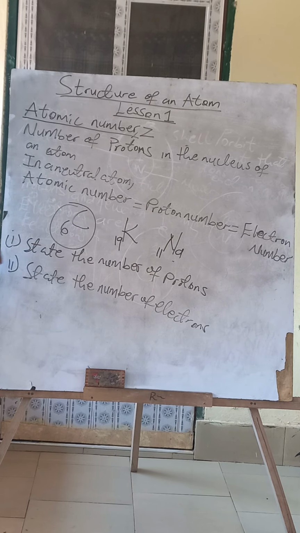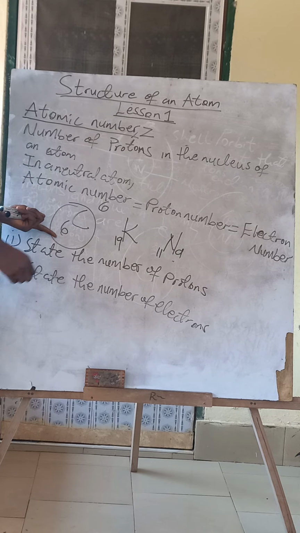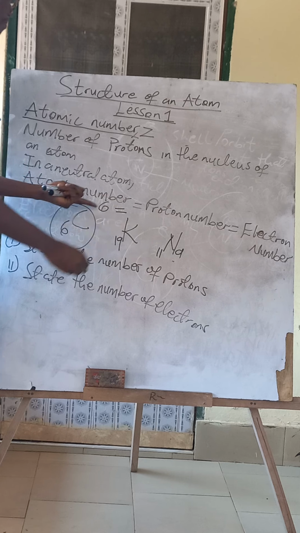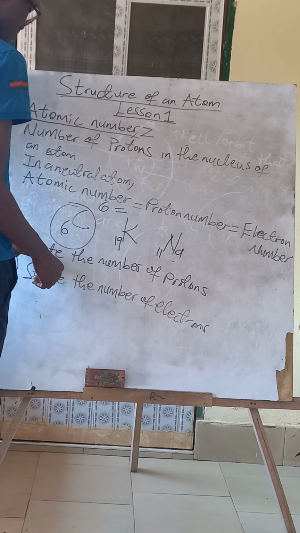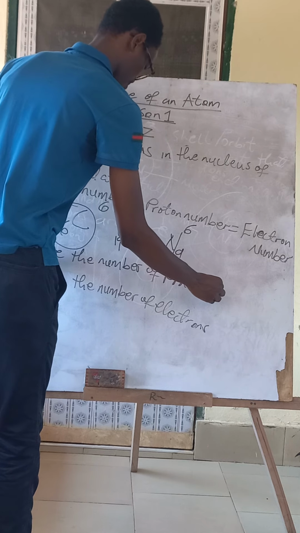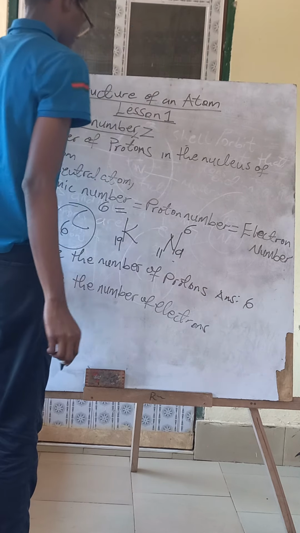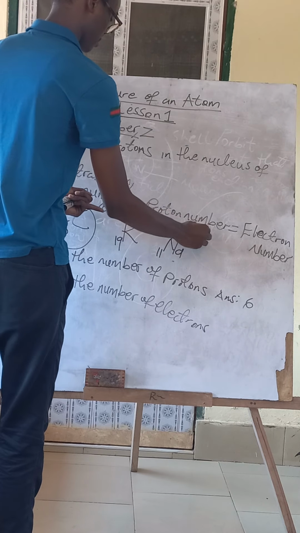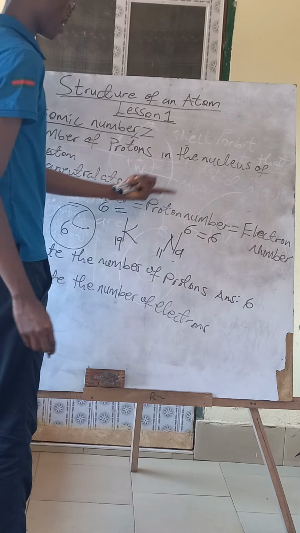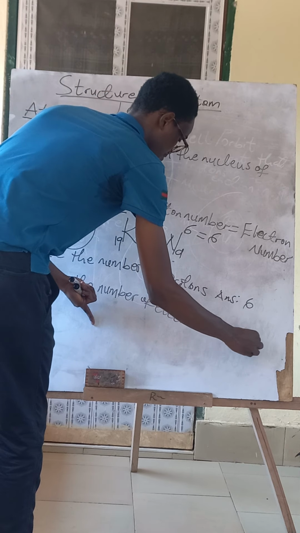So state the number of protons. But you know that this is your atomic number. Your atomic number is 6. And because this is an atom, atomic number is the same as proton number. So state the number of protons. The number of protons will be 6. So the answer is 6. State the number of electrons. Atomic number, proton number, electron number are the same. So the answer will be 6.